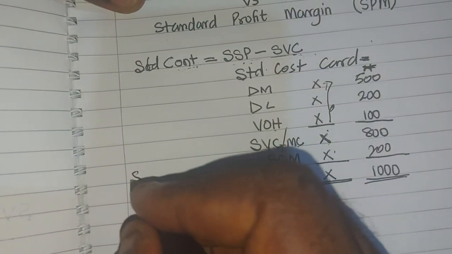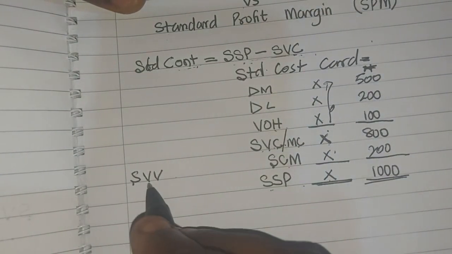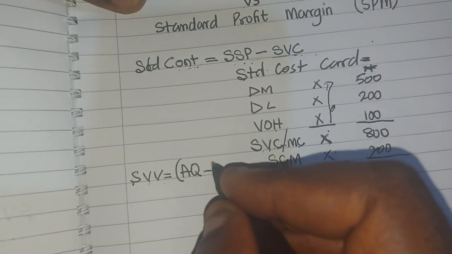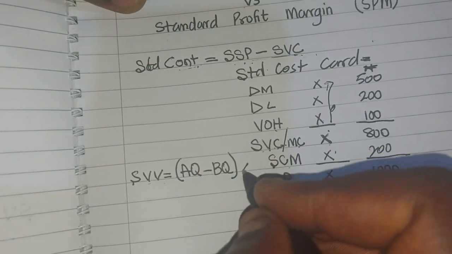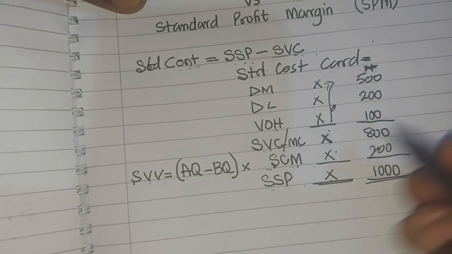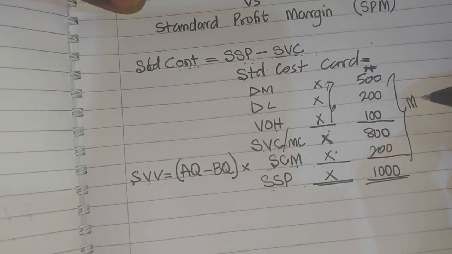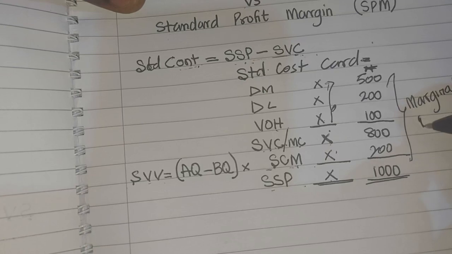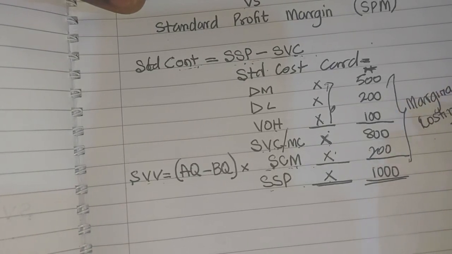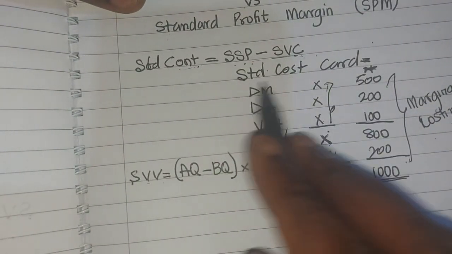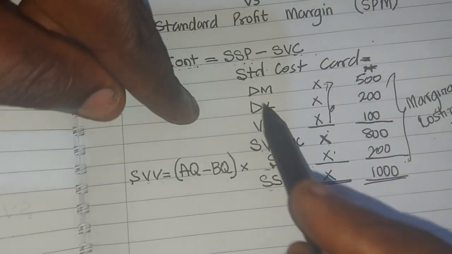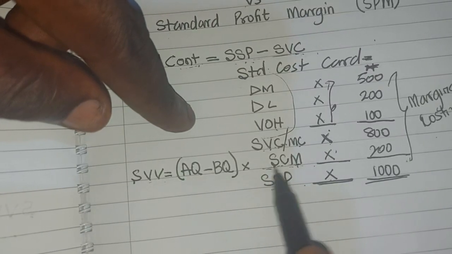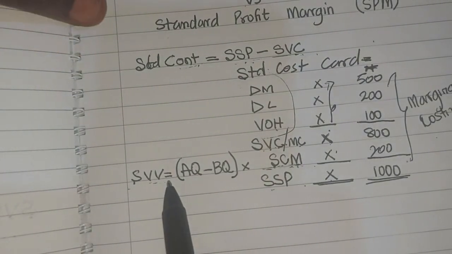And when you want to calculate your sales volume variance, which is actual quantity sold minus projected quantity sold, multiplied by standard contribution margin, this is called the marginal costing principle, or costing system, for the preparation of the standard cost card. So if your standard cost card gives information on these three elements only, you will use standard contribution margin to calculate your sales volume variance.